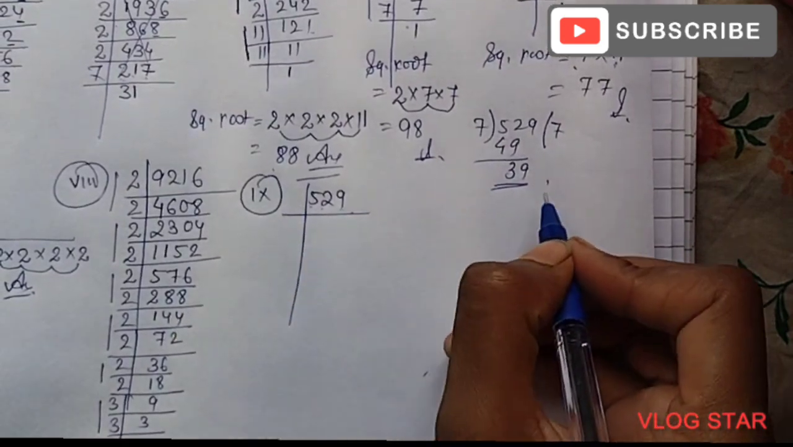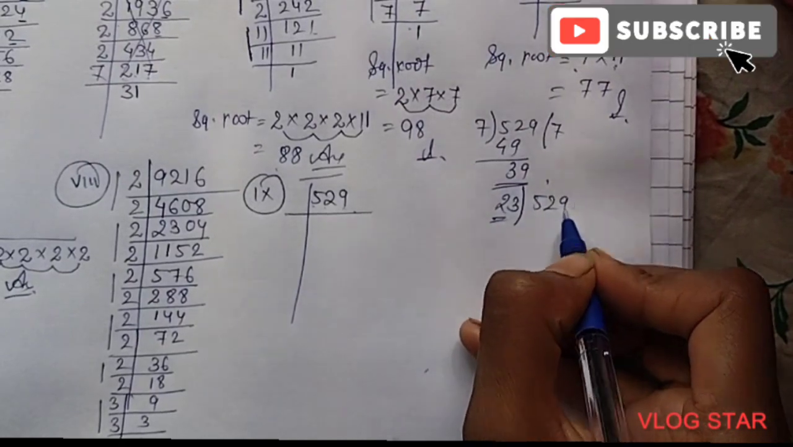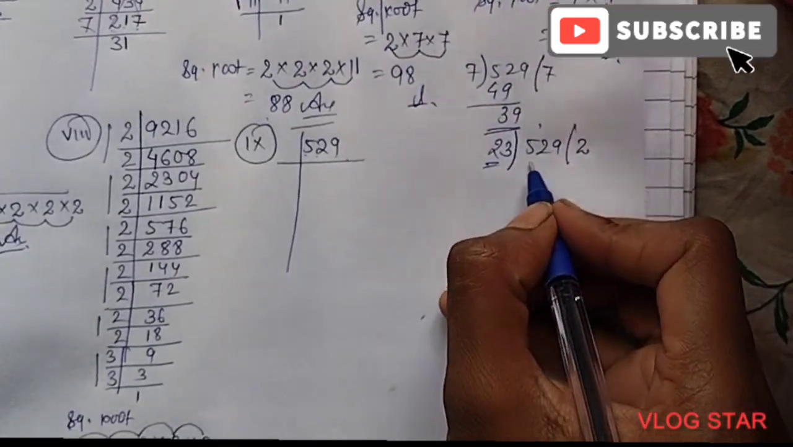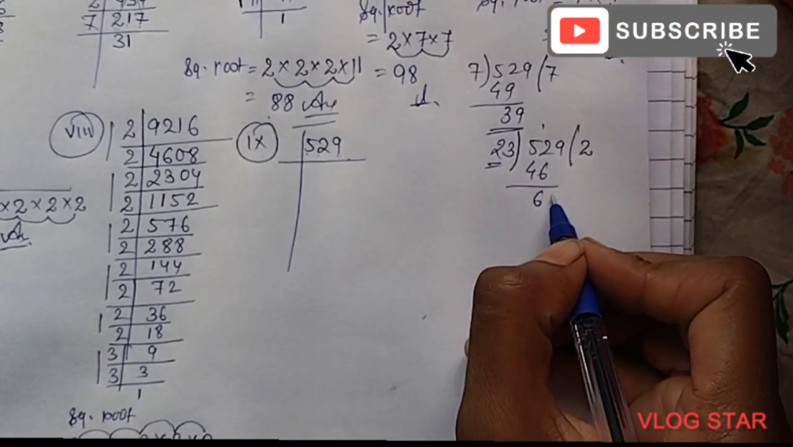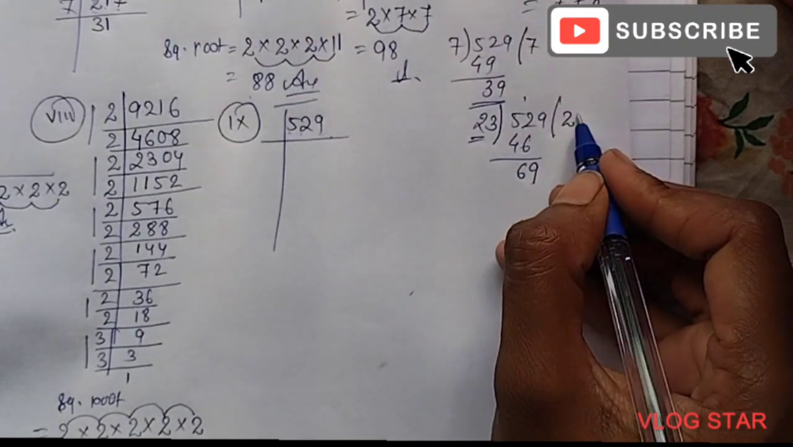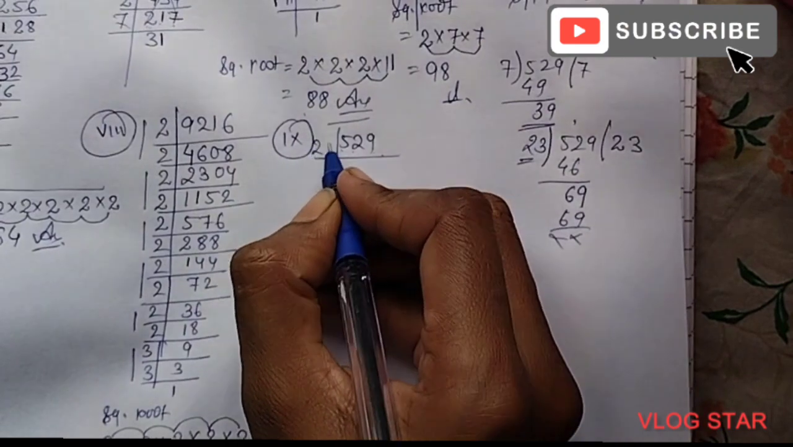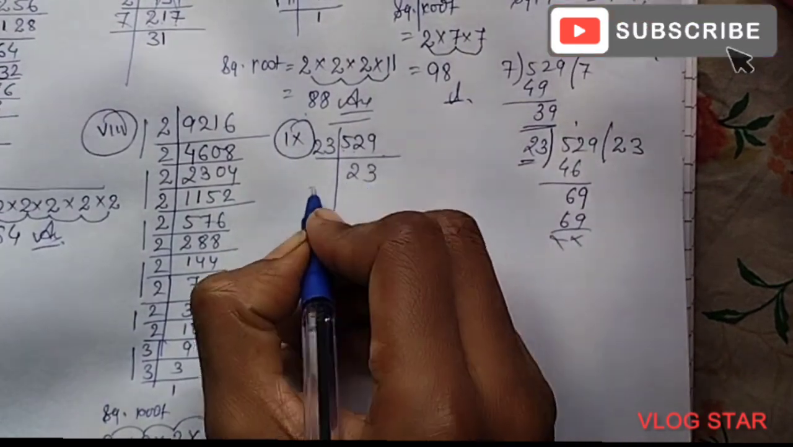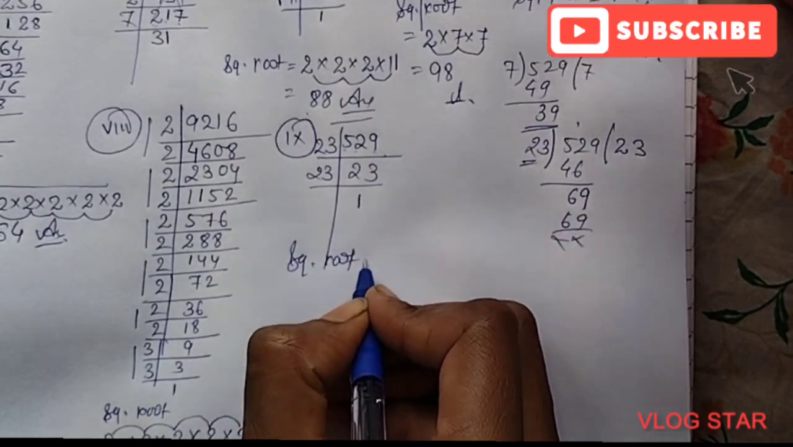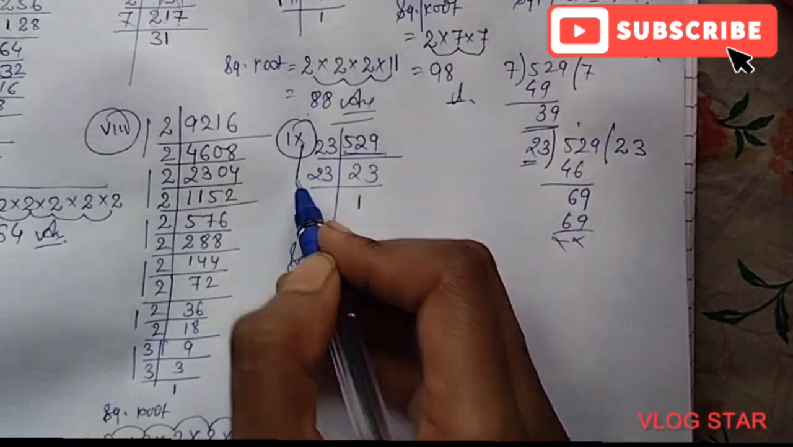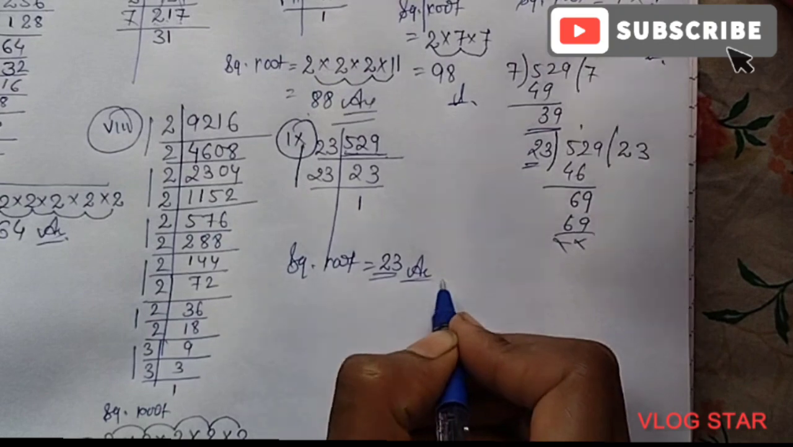So I tell you this number will be divisible by 23. 23 is also a prime number. I show you, 23 2s are 46, and subtract it, you will get 69. So 23 3s are 69. Okay, so it divided by 23, 23 times, right? 23 into 1. So the square root of 529 will be, there is a pair of only 23, so 23 will be here. So this is the answer.